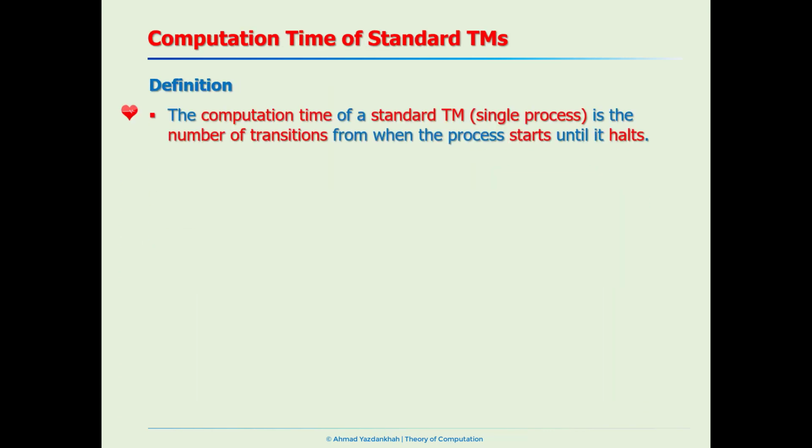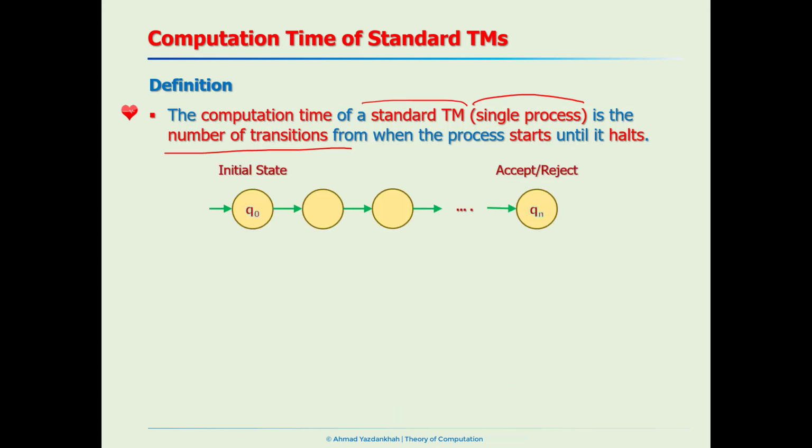The best way to define the computation time would be in a standard Turing machine, which is a single process machine. So the number of transitions is a very good criterion for computation time. If this process takes, let's say, n transitions from Q0 until Qn, then we would say the number of transitions is the computation time. So we would say this computation takes n. It means n transitions, of course.